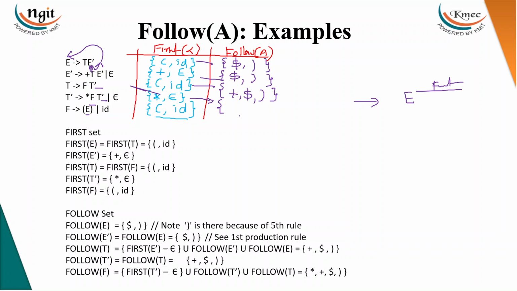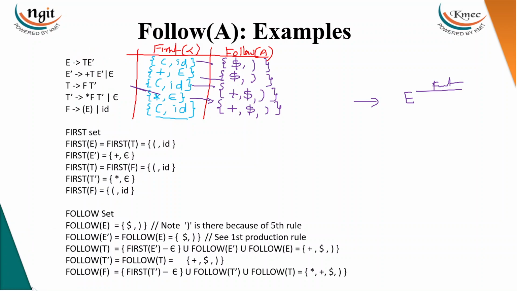So now T dash occurs here and here. As it is not a starting symbol, don't take it. And follow of T dash is follow of T dash, recursive. Follow of T dash is follow of T. What is the follow of T? We have already found it, plus dollar and close parenthesis. Then go for follow of F, right?